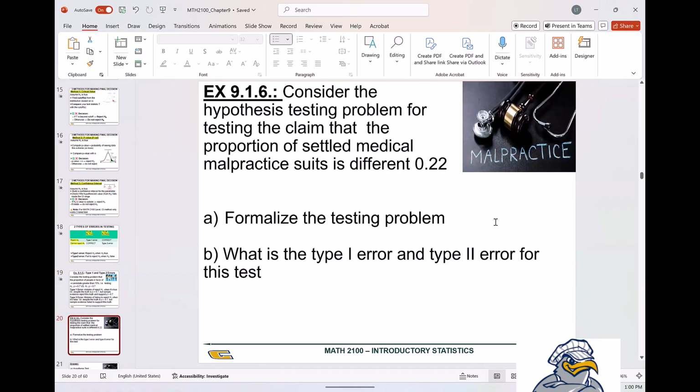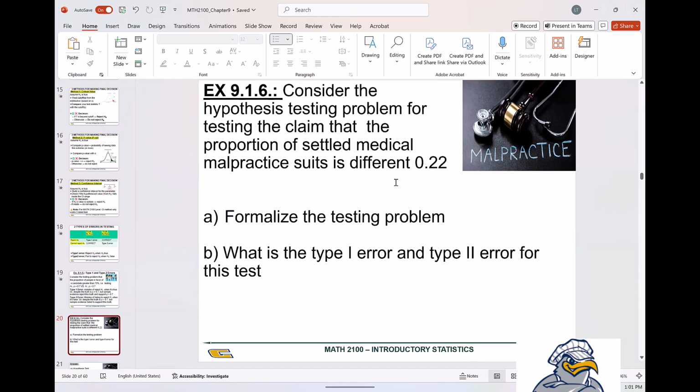Another example, consider the hypothesis testing problem for testing the claim that the proportion of medical malpractice suits is different from 0.22. Formulate the testing problem, and then what is the type 1 error and type 2 error for this test? First things first, we need to look at what this testing problem is about. We want to test a claim that the proportion of medical malpractice suits is different from 0.22.